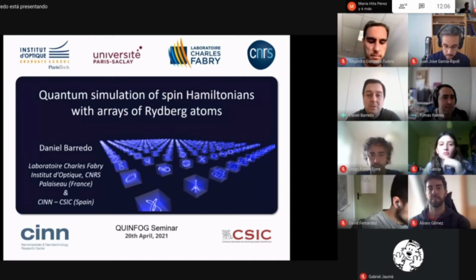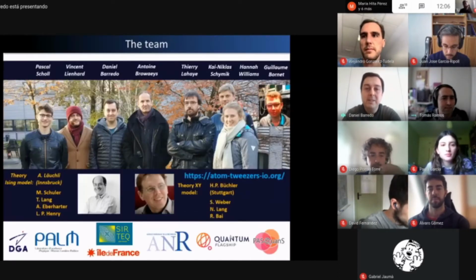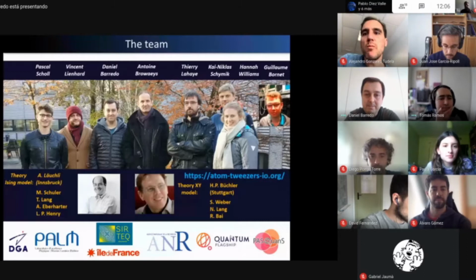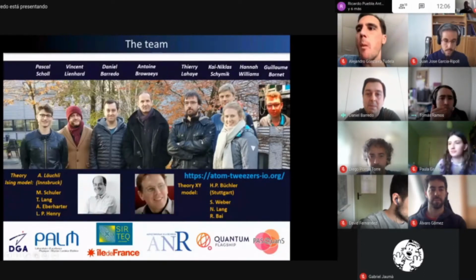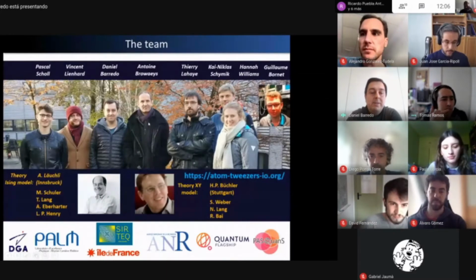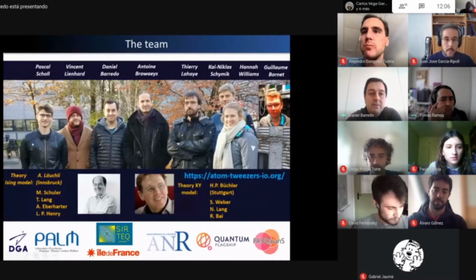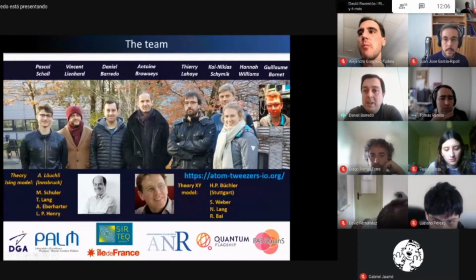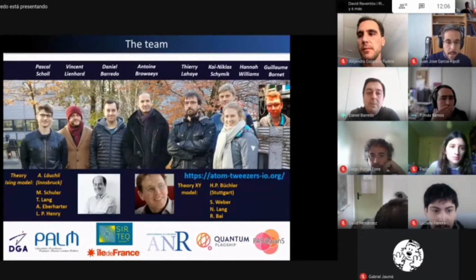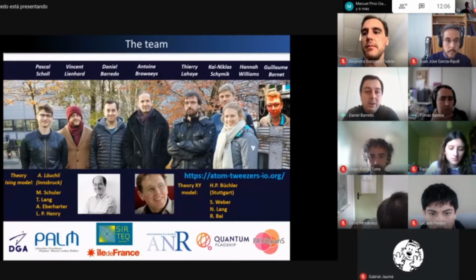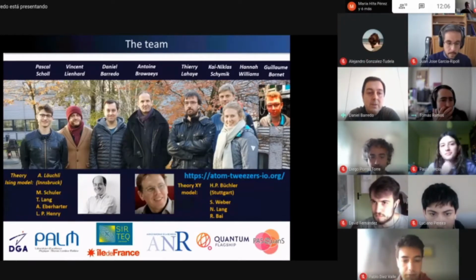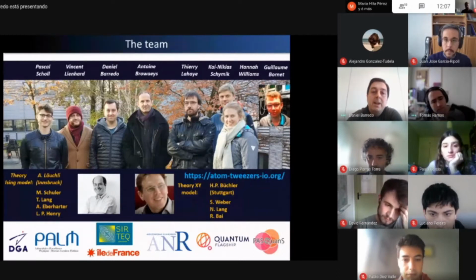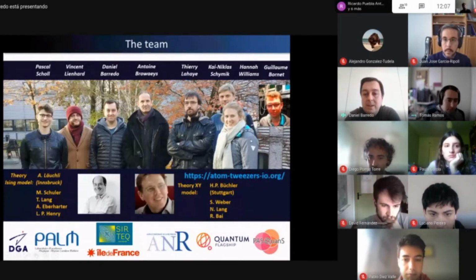And for those of you who don't know the group, this is a recent picture of the team working with Rydberg atoms there. You may recognize Antoine and Thierry, who are the permanent members of the team. And most of the results that I'll tell you about today are part of the PhD thesis of Pascal Scholl, with contributions from Anna, Kai, and Guillaume that are also working in the lab. On the theoretical side, we have different collaborations, but recently we had the collaboration of Andreas Läuchli in Innsbruck, especially for the theory of the Ising model. And also for the quantum simulation of the XY model, we had the help of the group of Hans-Peter Büchler in Stuttgart.